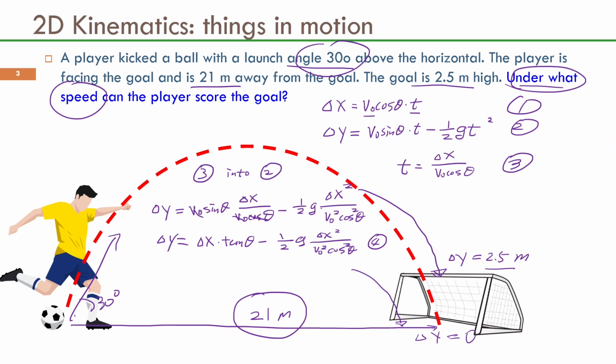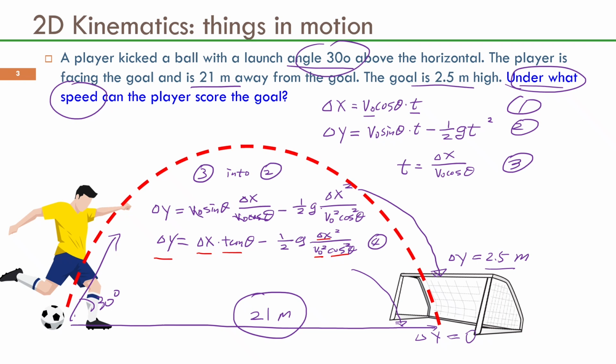In this equation, I know my vertical displacement, and I know my horizontal displacement. I also know my angle. So everything is known except the initial velocity. If I substitute the values, I can find my initial velocity.